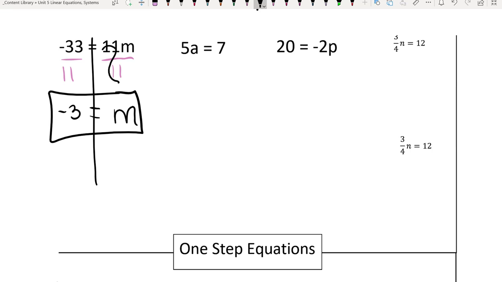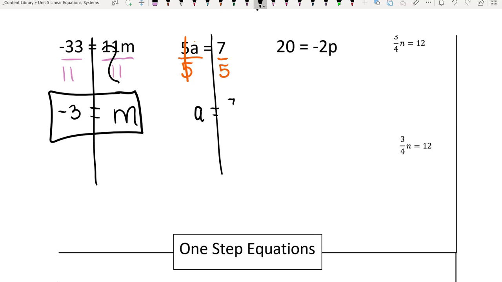5a equals 7. I'm going to draw my line at the equal sign. 5 is the number that is with the variable. 5 is multiplying a. So to eliminate it, I use the inverse operation, divide. Divide by 5 on both sides. 5a divided by 5 is a, single a, variable.